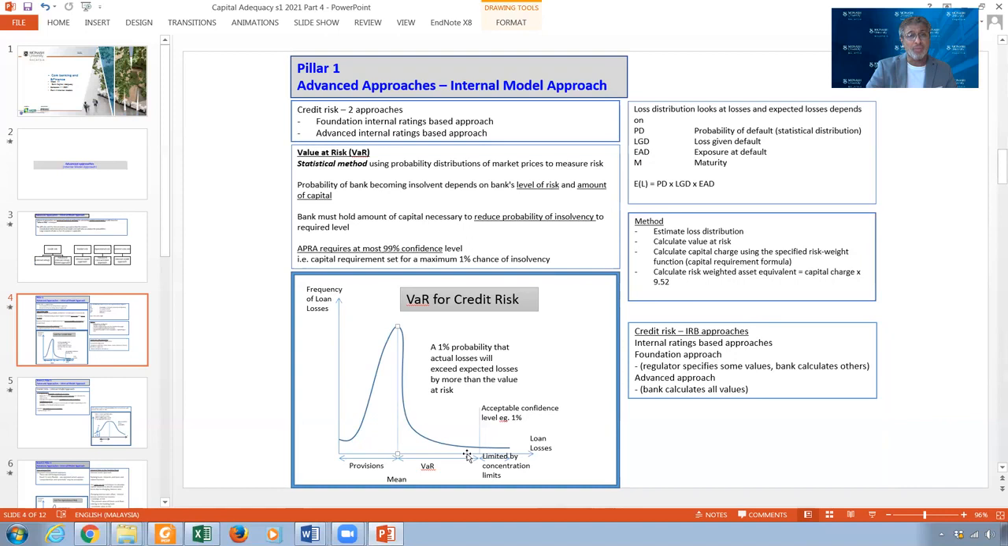So in this case, you have to estimate the loss distribution, which means you have to calculate how much the losses are, and you have to have this distribution for all the losses. And then you have to calculate the VAR. And after you calculate the VAR, you transfer this VAR to the capital charge. You multiply it by 9.52. If you look at those steps, you multiply it by 9.52 and you get the risk-weighted assets.